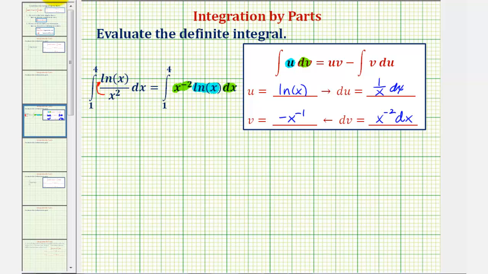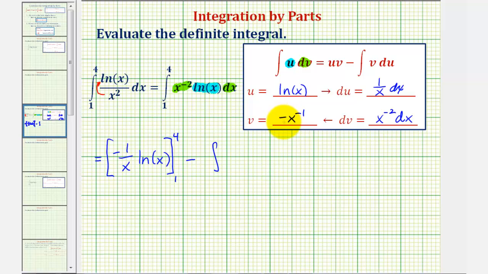Now we can apply the integration by parts formula. So this given integral is equal to u times v. Well, here's u and here's v, so natural log x times negative x to the negative 1 would be equivalent to negative 1 divided by x natural log x. And we do have a definite integral, so we'll have to evaluate this at 4 and 1 and then find the difference. And then we still have minus the integral of v du.